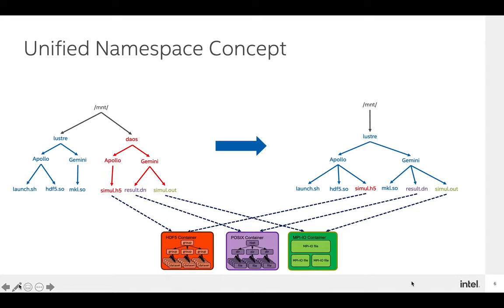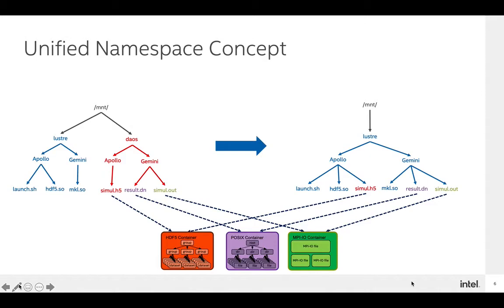The unified namespace concept aims at merging those two trees. So if you already have an existing Lustre tree, maybe we can reuse this Lustre tree to represent the DAOS containers inside this Lustre tree. That will avoid creating this root container that we have in DAOS and manage everything in a single place. So really what we are trying to achieve is what is represented on the right side, right?